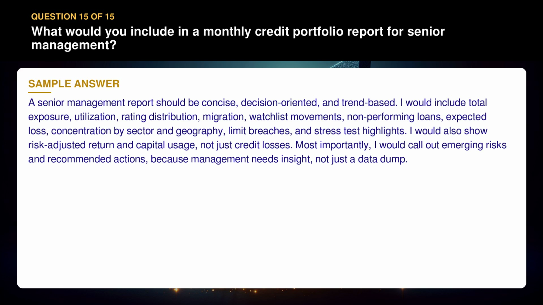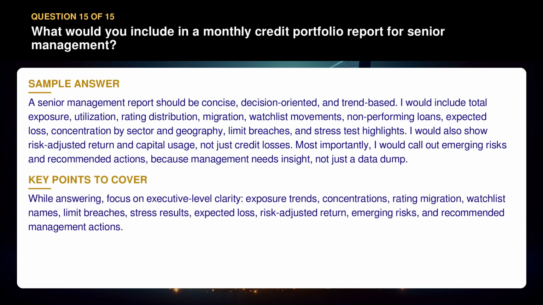I would also show risk-adjusted return and capital usage, not just credit losses. Most importantly, I would call out emerging risks and recommended actions because management needs insight, not just a data dump. While answering, focus on executive-level clarity, exposure trends, concentrations, rating migration, watchlist names, limit breaches, stress results, expected loss, risk-adjusted return, emerging risks, and recommended management actions.